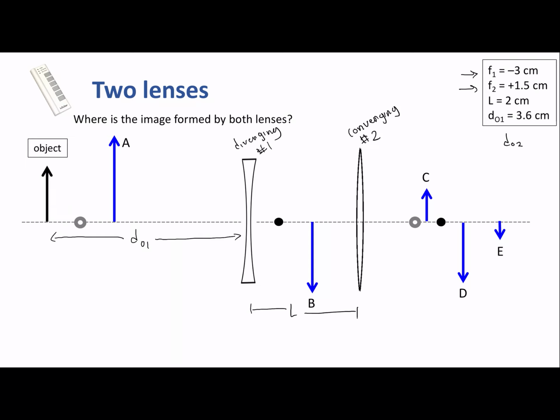Because that's all the tools I have. I can just deal with one lens at a time. All right, so we're going to do our ray diagram for lens number 1, and then we're going to do a ray diagram for lens number 2 using the image that lens number 1 creates as our object for lens number 2.